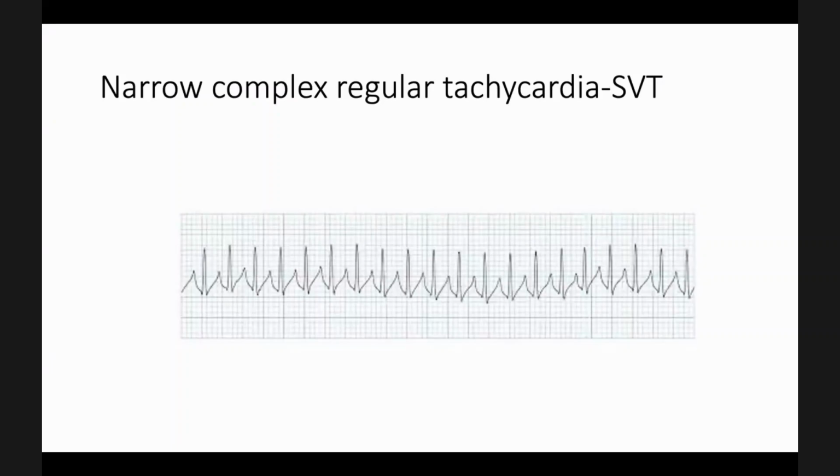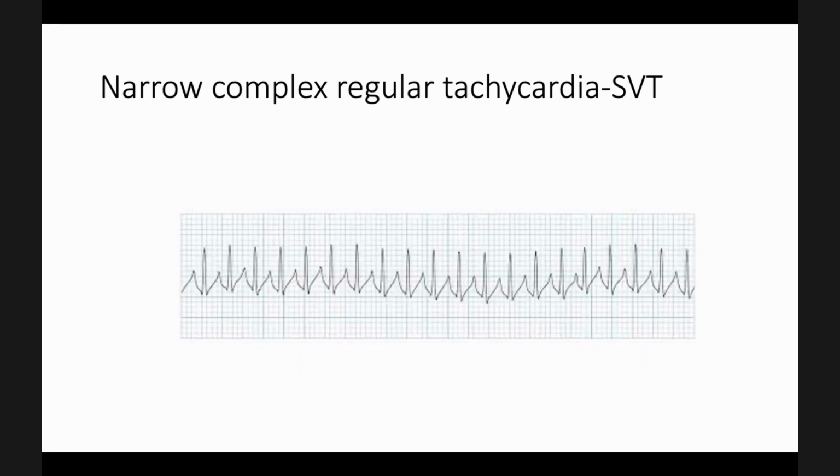So if adenosine is not available and blood pressure is normal, you can give IV verapamil. You can start with a small dose and repeat it. You can give 2.5, and if there is no improvement, you can give 5, depending on the patient's response. Sometimes in some patients we do the carotid massage.